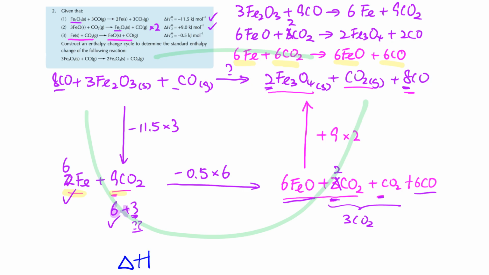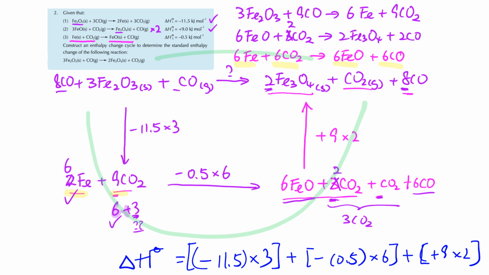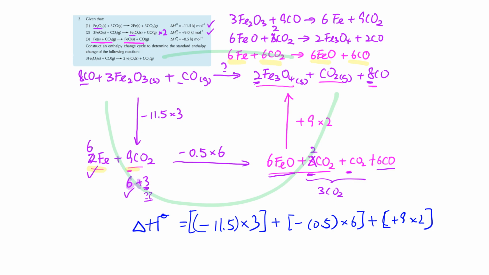Delta H, that is a standard enthalpy change of reaction. Delta H will equal negative 11.5 times 3, so this is the first one, plus negative 0.5 times 6, and then plus positive 9 times 2. And then you'll find the answer for this one will equal negative 19.5 kilojoule per mole. So that will be the question that we're sharing today.